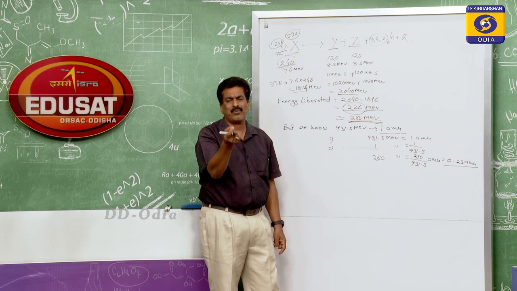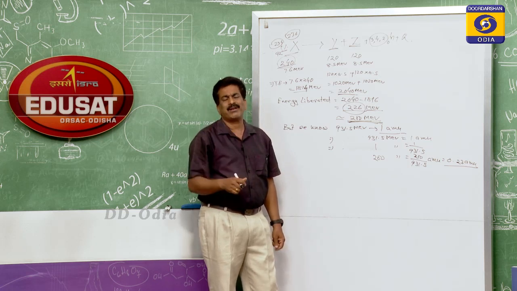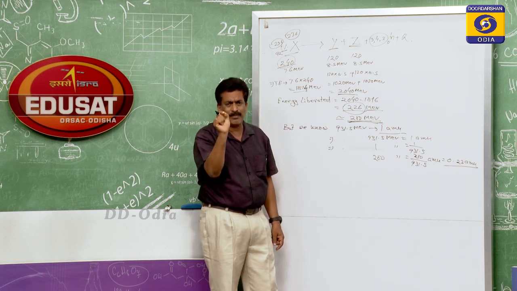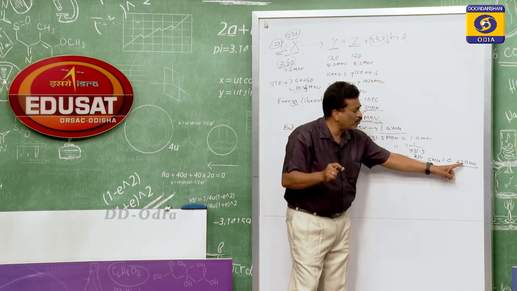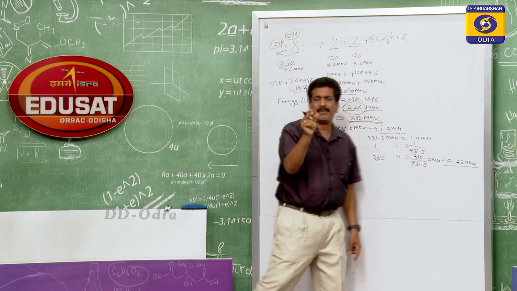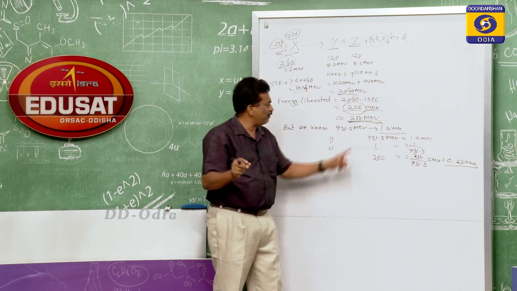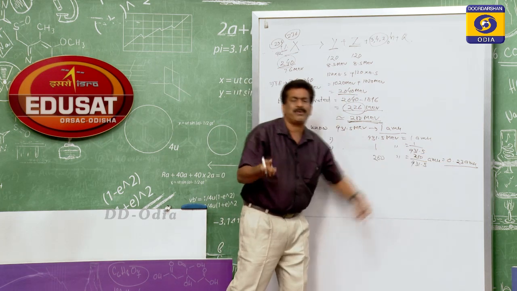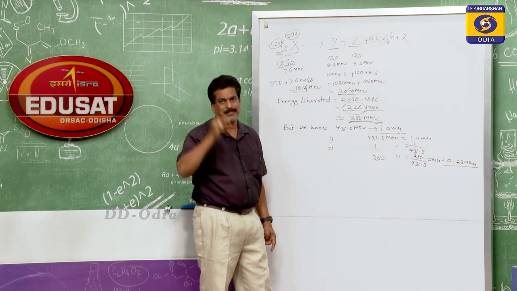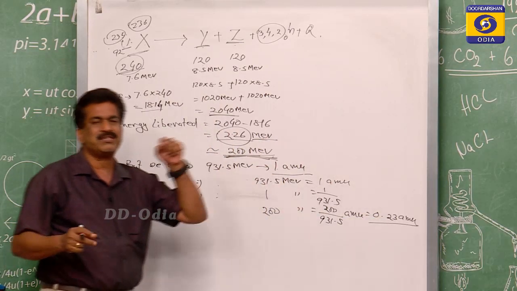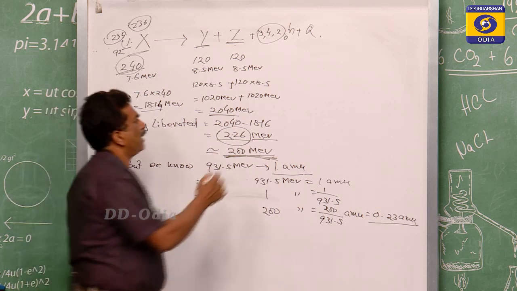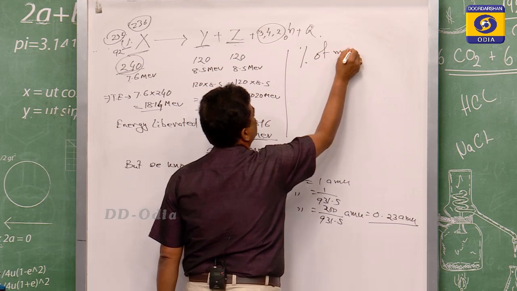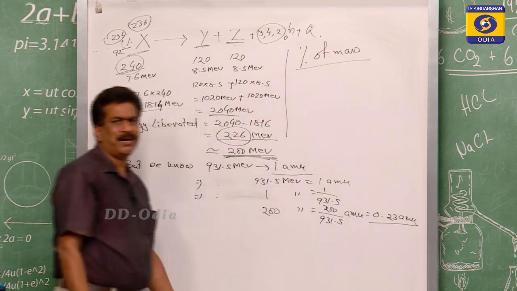1 AMU is 1.6 into 10 to the power of minus 27 kg. That means that is a very, very small portion, and out of that it is only 0.23. Means if a uranium nucleus is there, and this amount of energy is liberated, then this amount of mass is being lost. And if that amount of mass is lost, what percentage of the mass is it losing? So next we will find the percentage of mass.